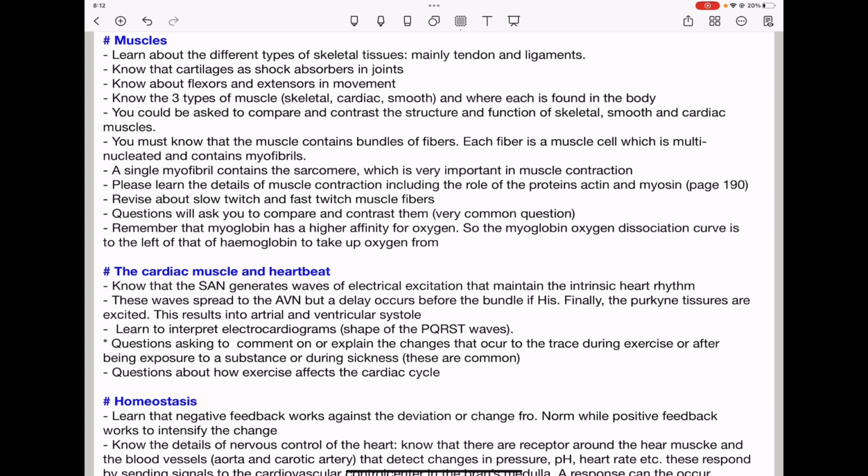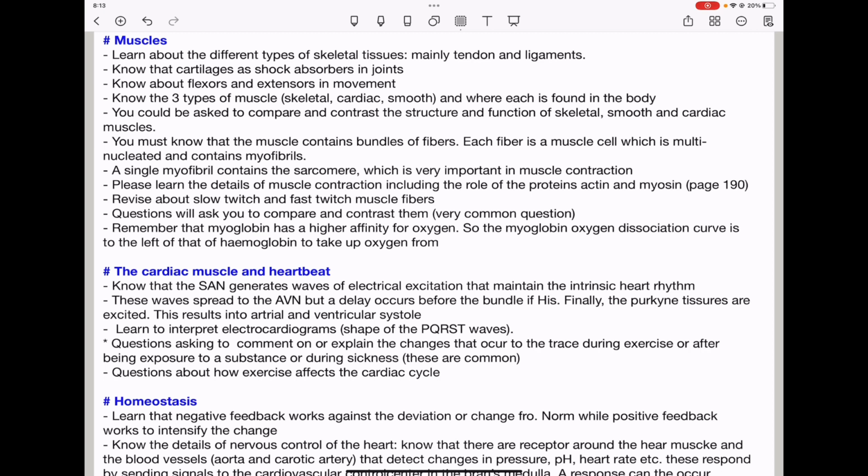You need to know the 3 types of muscles. This is common. You need to know skeletal muscles, cardiac muscles, and smooth muscles, and where they are found in the body. You could be asked to compare and contrast the structure and function of skeletal, smooth, or cardiac muscles. So you need to know how the cells are arranged in these muscles, and you need to know how they are adapted for their specific functions.